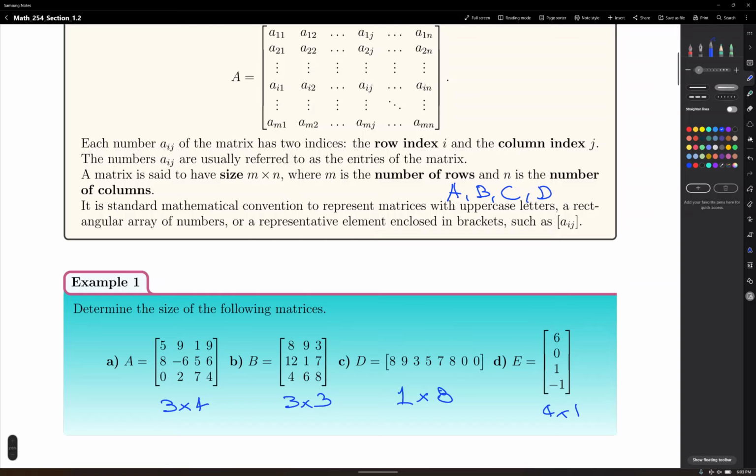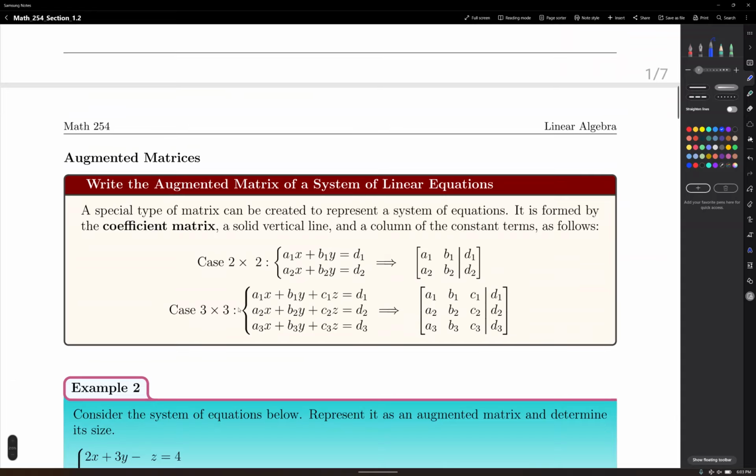4 by 1. And in fact, guys, the last couple of examples, letters C and D, are typically called vectors, a row vector and a column vector. Right now, we're not going to talk about vectors. We're just going to call these matrices, but later you will see these are really vectors. Okay? Okay, good. Augmented matrices.